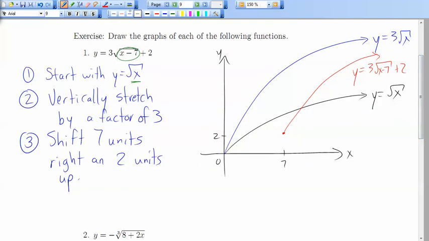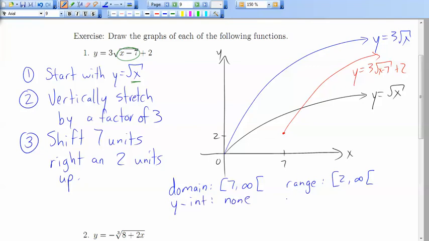Okay. And if we were to comment on, say, domain and range and that sort of thing, the domain would be all real numbers from 7 to infinity. The range would be all real numbers from 2 to infinity. The intercepts, well, we don't have any. Our graph doesn't cross the y or the x-axis. And for the asymptotes, again, we don't have any. The prototype has no asymptotes at all. So when we transform it, still no asymptotes.